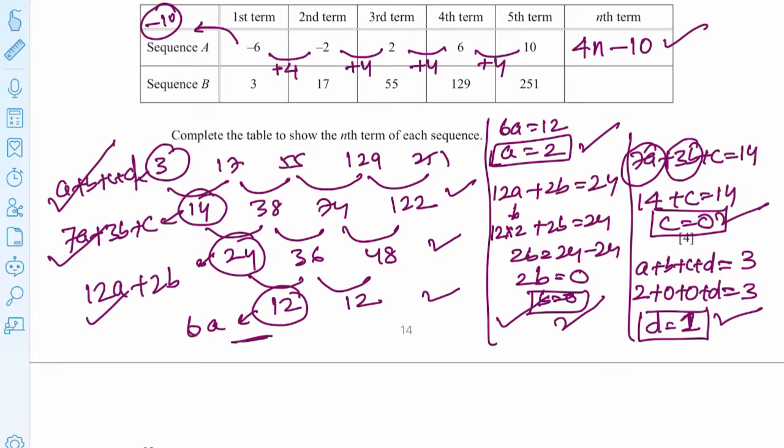The general format of any cubic sequence, let me write down here, should be a n cube plus b n squared plus c n plus d. This is the nth term of a cubic sequence. Now b term 0 means this is 0, c term 0 means this is 0. So a n cube plus d. So this answer will be 2n cube, d we got 1. So the answer should be 2n cube plus 1. Did you get it, everyone, clearly?